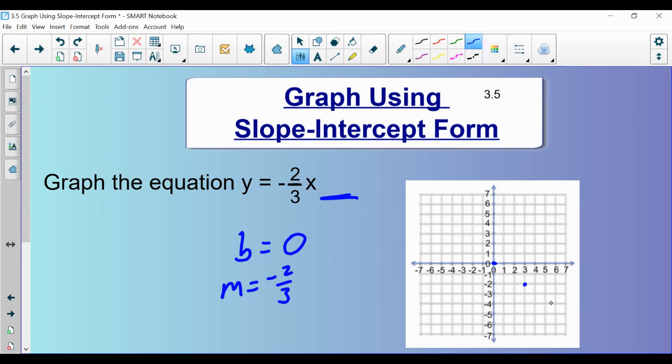I could go down 2 and over 3 again. Remember, if I want to go negative, I could also go up 2, but then left 3. That'll still make my line negative. And there's my equation. There's my line.